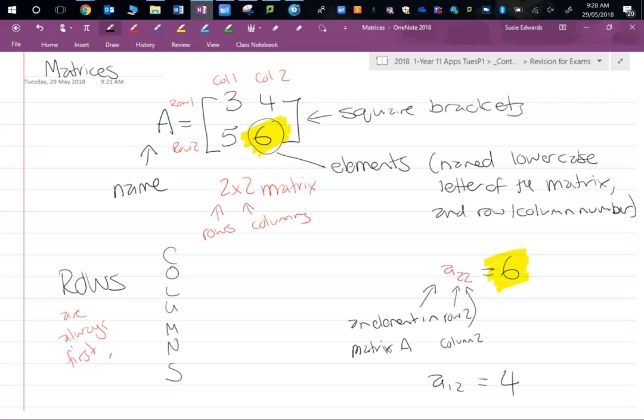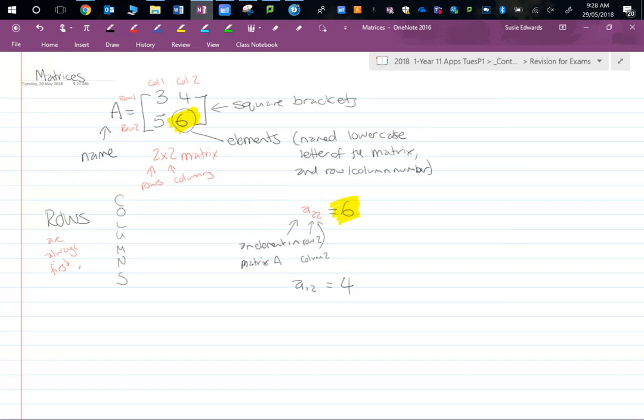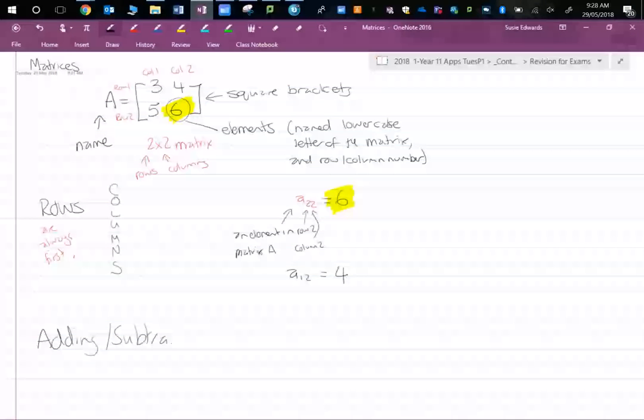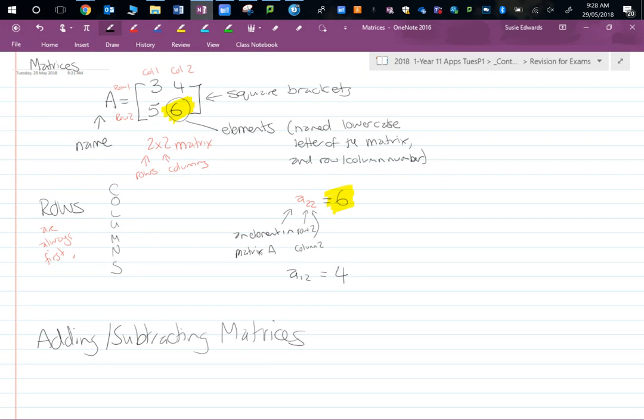The dimensions of a matrix are the number of rows by the number of columns, always in that order. It always goes rows, then columns. And a matrix is labelled with a capital letter. Everyone okay to there? All right, so the dimensions are really, really important because we're going to use those dimensions for everything from now on, okay? So if we look at adding or subtracting matrices, there are some rules to do this.